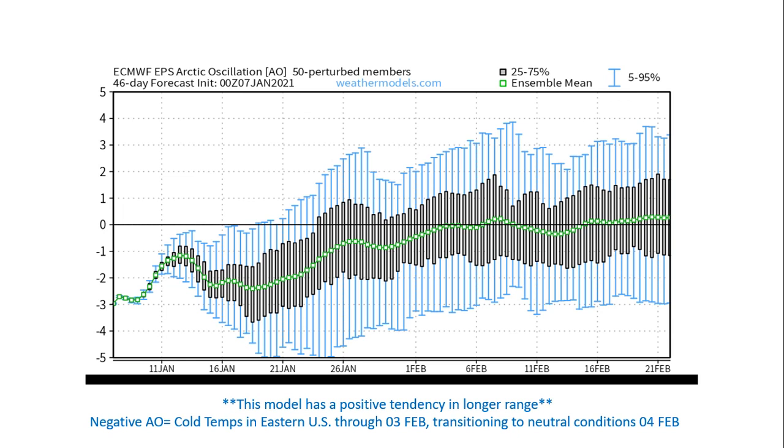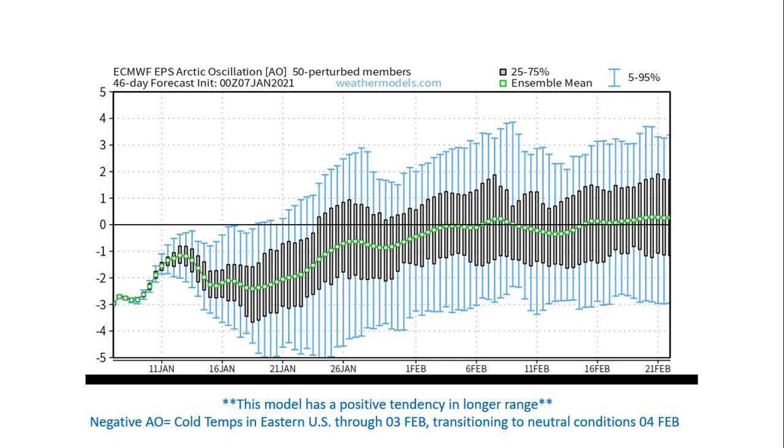The European EPS AO, 50 perturbed members. This one goes out 46 days, all the way out to about the 22nd of February. And again, notice the green line. Another thing I want you to know about this model is it has a positive tendency in the longer range. Beyond 30 days, this model always wants to inflate the AO, the same thing with the NAO. It wants to inflate it to the positive side.